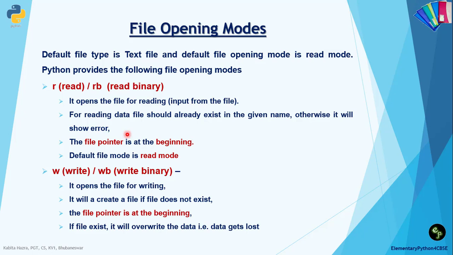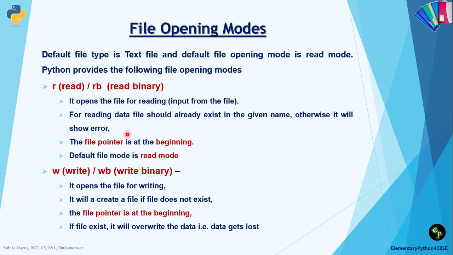Then the letter W or WB is used for opening the file in write mode or write binary mode. The file is opened for writing, that means we can store data in the file. This will create a file if the file does not exist. Whenever we want to create a file and we have specified a name, if a file with that name does not exist, then it creates a file with the same name.